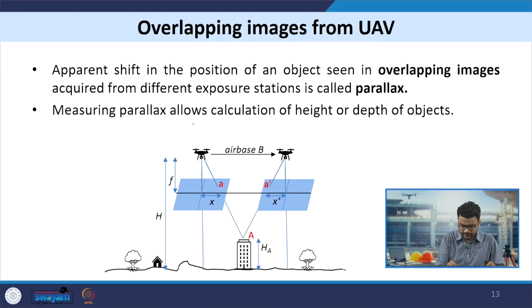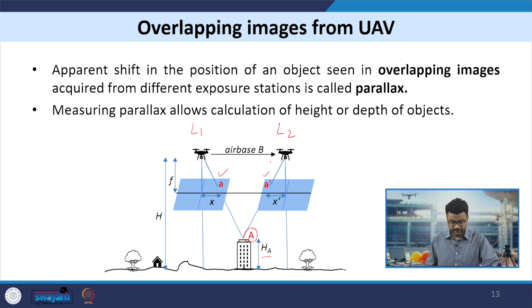So, let us look at this setup. In this setup there is a UAV at exposure station L1 which is moving to exposure station L2 on the right side. Exposure stations refer to points from where images are acquired. The distance between L1 and L2, the distance between the exposure stations, is known as airbase, and often it is denoted by capital B. And we have a building of height capital HA. The top point of this building, capital A, is visible as small a in the left image and small a dash in the right image.